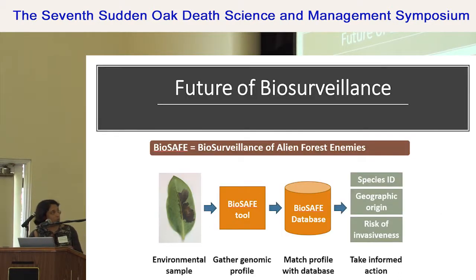So our future vision for biosurveillance involves using samples collected from the field, and then using our biosafe tool, which is AmpliSeq, to create a genomic profile. And then this profile will be compared to an already existing database that we created using the same tool. And this can hopefully be used to predict the species ID and geographic origin, and give a measure of risk of invasiveness so that we can take informed action for that environmental sample.